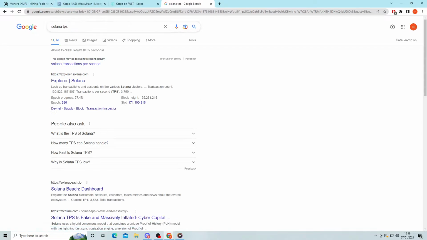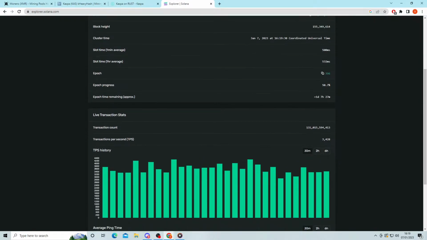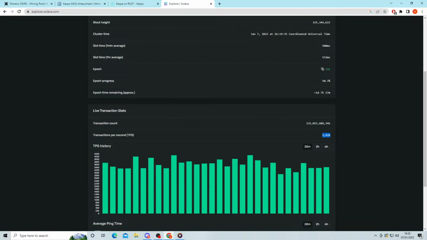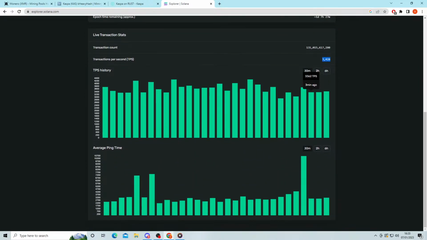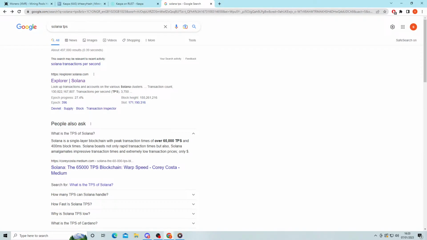Solana TPS. Okay. Right. Transactions per second. So they're only at 3,428, which is still close to Visa and MasterCard, but they haven't actually proven this 50,000 transactions per second. I swear I saw it. What's the TPS of? Okay. It says here, Solana is a single layer blockchain with peak transaction times of over 65,000 transactions per second. So they have proved it then. Okay, maybe I'm mistaken. They have proved 65,000 transactions per second.